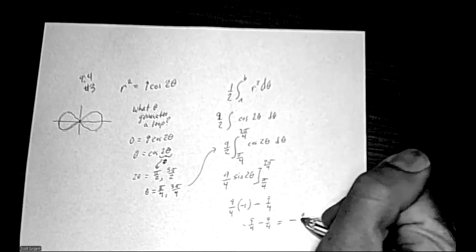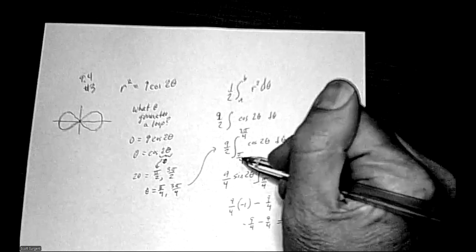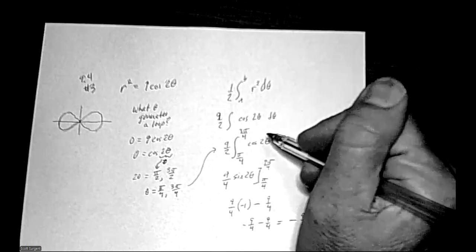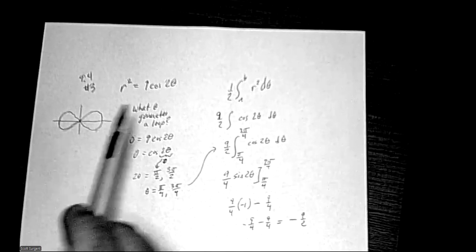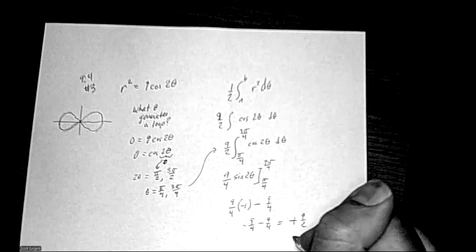Did I do something wrong? Let me double check myself. No, I did it right. All right, I think I see what happened. They actually went from negative pi fourths to positive pi fourths. All right, fine, whatever. You know what I did? I did this guy back here. All right, just drop the negative and you're happy.